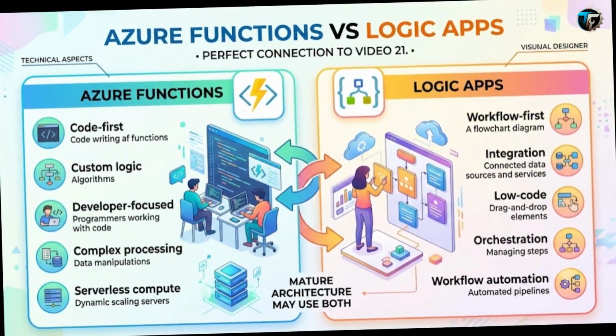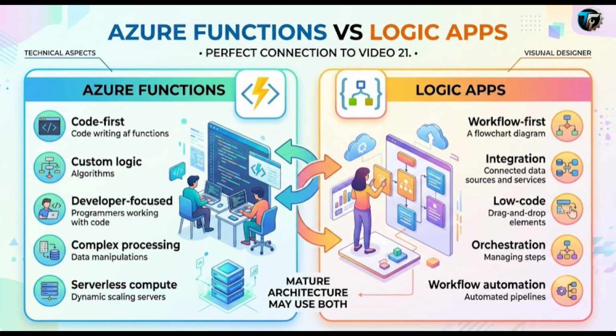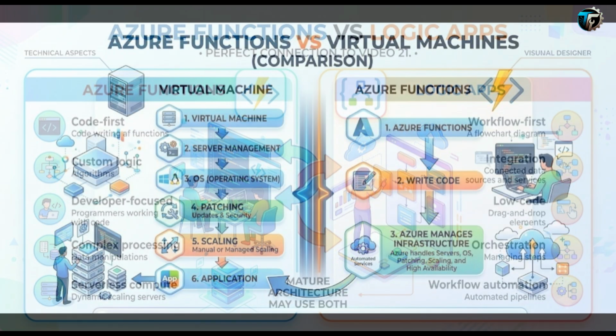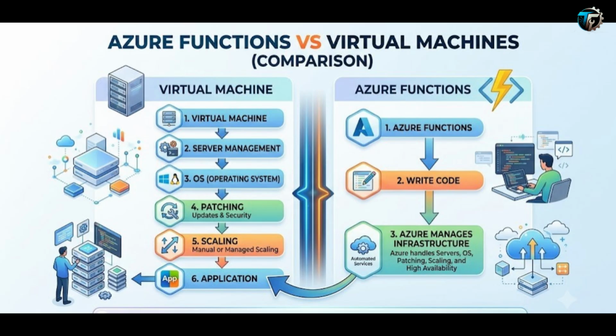This is an important architecture decision. Logic Apps is excellent for workflow orchestration and system integration. Functions is excellent when we need custom code. And a mature architecture may use both. With a virtual machine, we are responsible for much more infrastructure. With Azure Functions, Azure handles the underlying infrastructure while we focus primarily on the code.